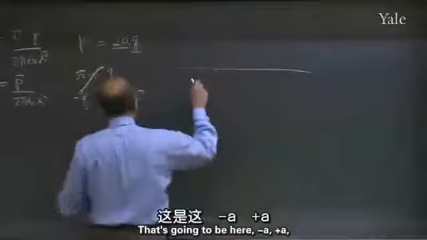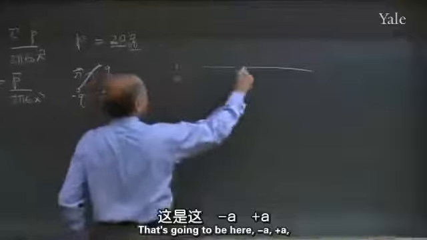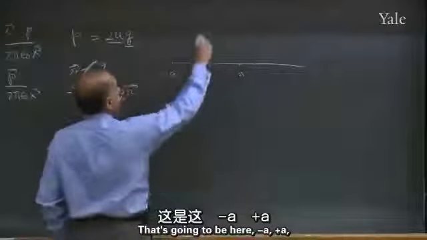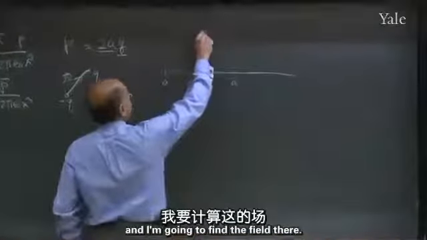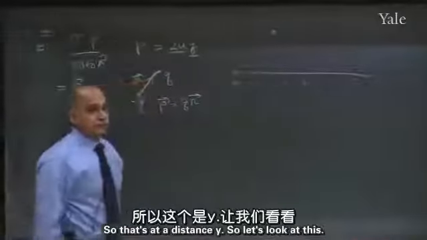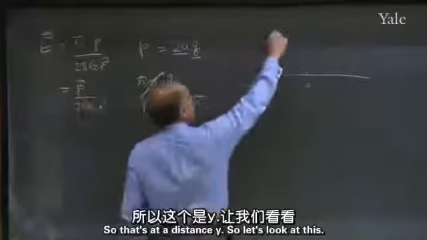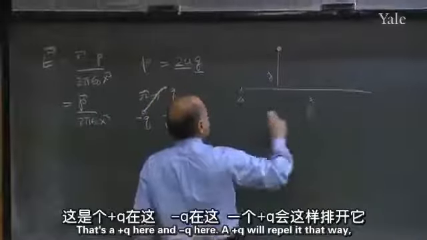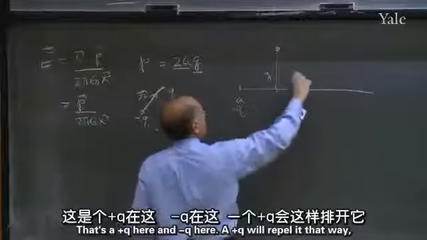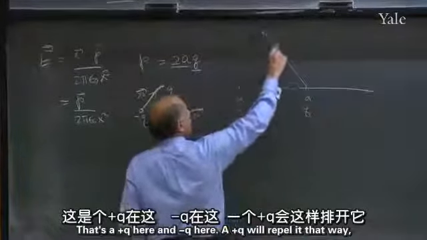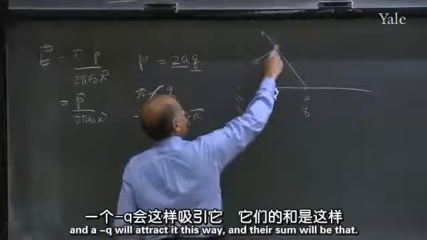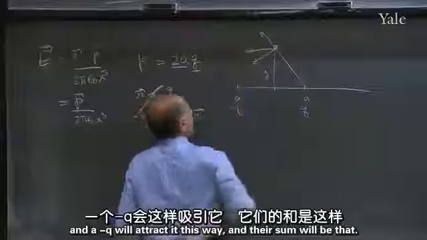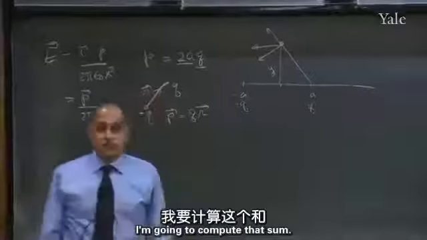That's going to be here, minus a, plus a, and I'm going to find the field there, at a distance y. So let's look at this. That's a plus q here and a minus q here. Plus q will repel it that way, and the minus q will attract it this way, and their sum will be that. I'm going to compute that sum.